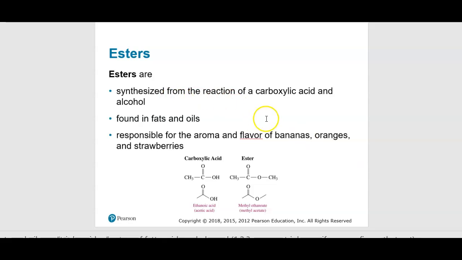But anyway, these things, they're found in fats and oils. I've said triglycerides are esters, and they're responsible for the aroma and flavor of bananas, oranges, strawberries, and quite a few other things. A lot of very, very nice smelling compounds are esters. We didn't say too much about terpenes, which are primarily hydrocarbons. Some of them are in essential oils of various products, and some of these have very nice smells as well. But esters tend to be, there's not too many bad smelling esters. In fact, I can't think of any really.